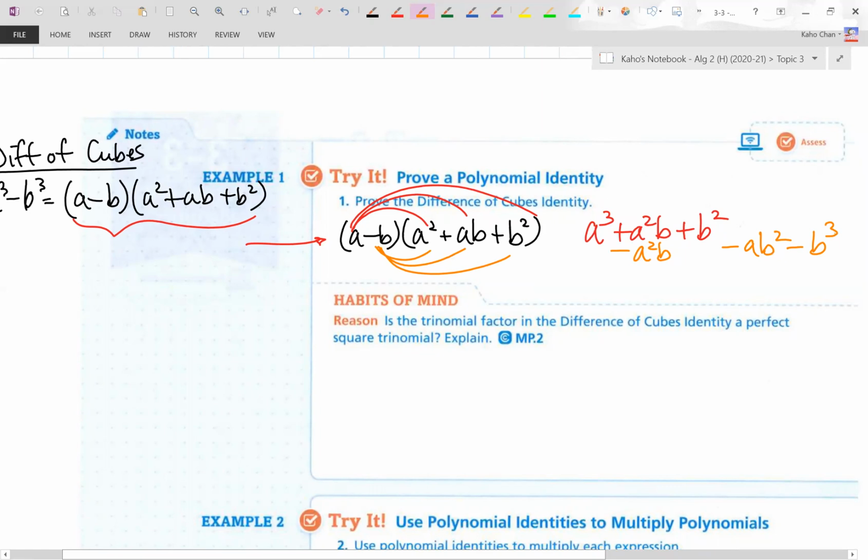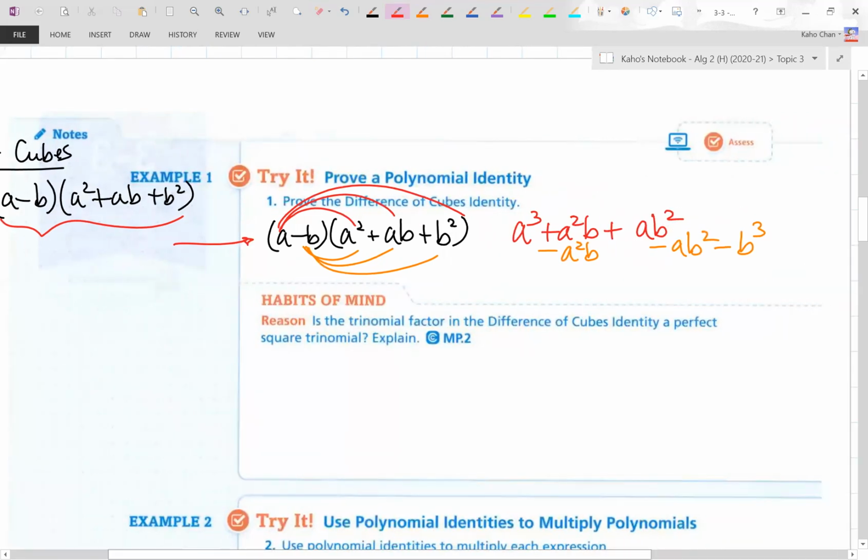A cubed, a squared b, a b squared. Yeah, I did. I left out an a. Wow. That term right there should have been a b squared. Good thing I caught myself. That would have been embarrassing. I was wondering why it looked kind of weird.